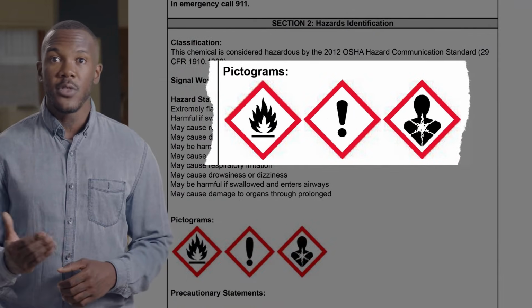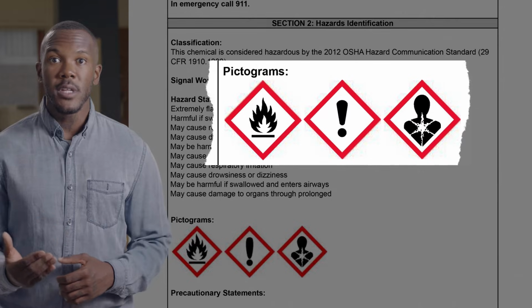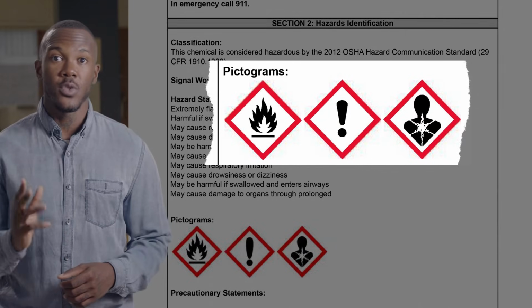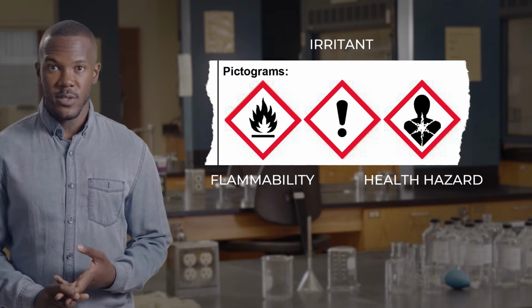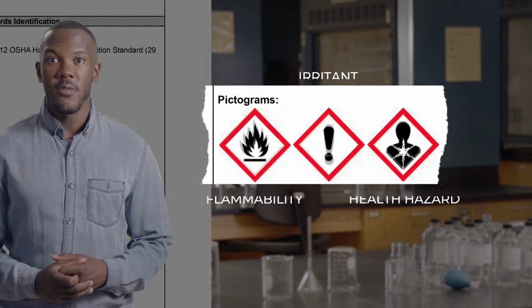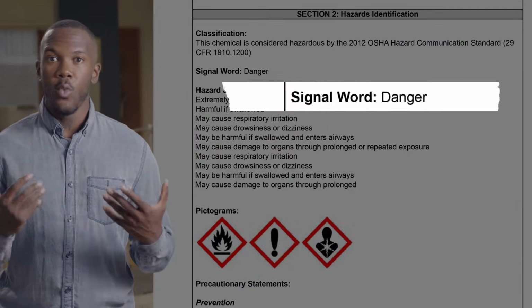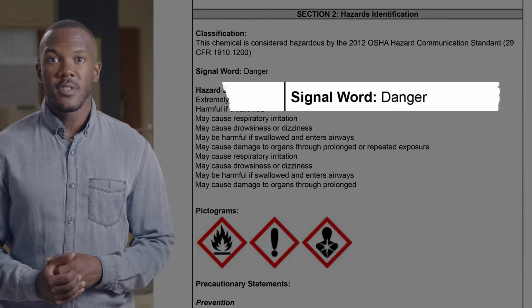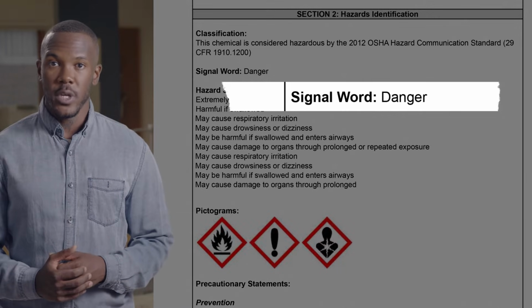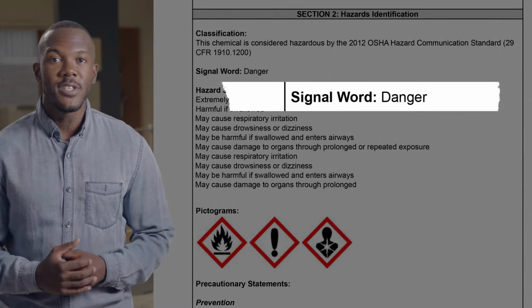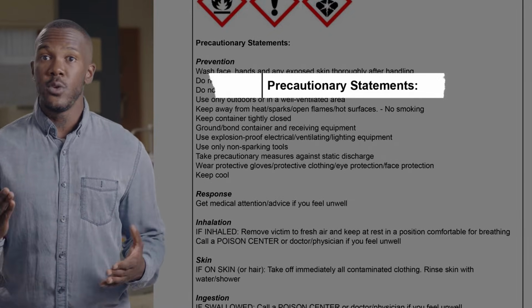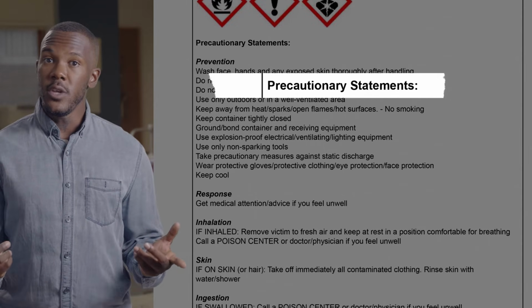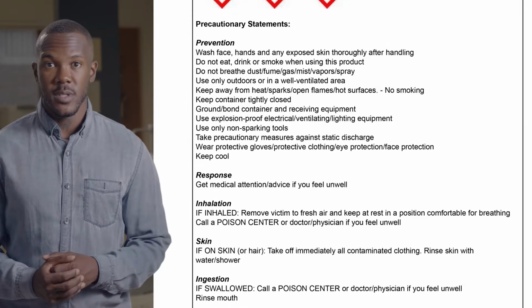The hazards of ethyl ether, for example, can be immediately recognized in any language with the 3 pictograms: flammability, irritant, and health hazard. Section 2 also provides a signal word, either warning or danger. This gives us a rough estimate of the relative degree of hazard. Finally, Section 2 also lists precautionary statements. These provide advice for using the chemical. You can see that ethyl ether has a long list of these statements.